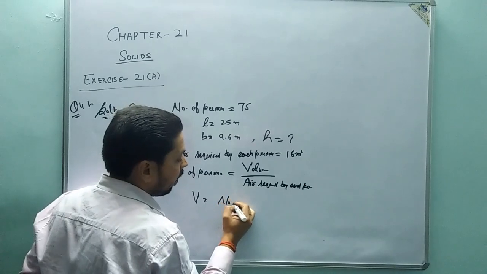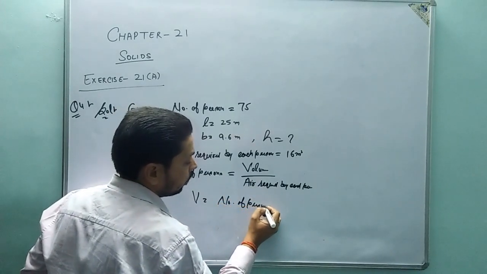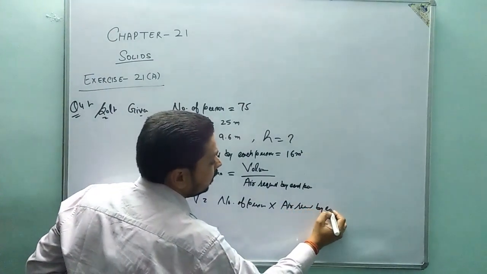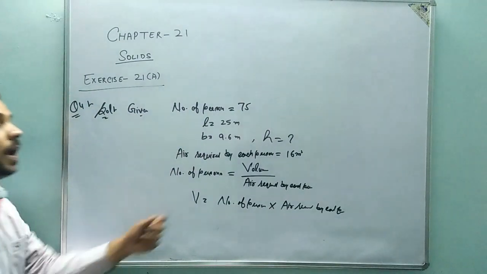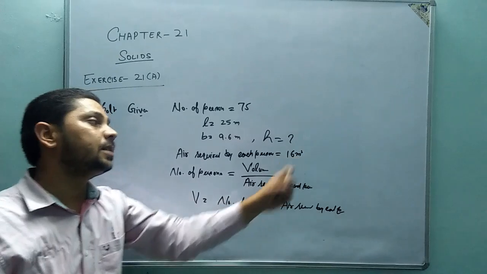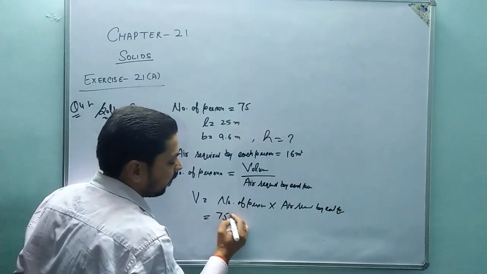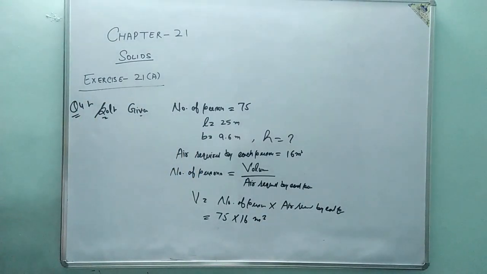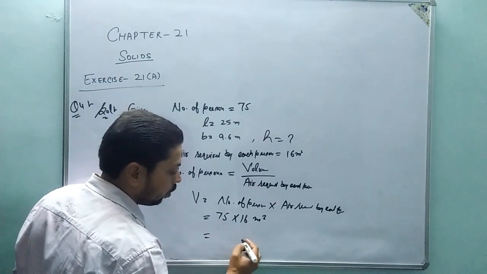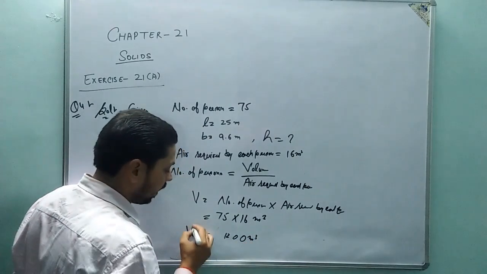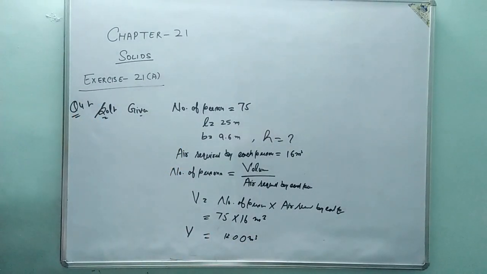Volume will be number of persons multiplied by air required by each person. How many persons are there? There are 75 and air required is 16. So it will be 75 multiplied by 16 meter cube, and it will be equal to 1200 meter cube. So the volume is 1200 meter cube.